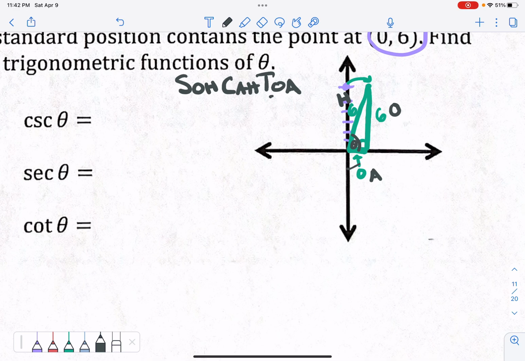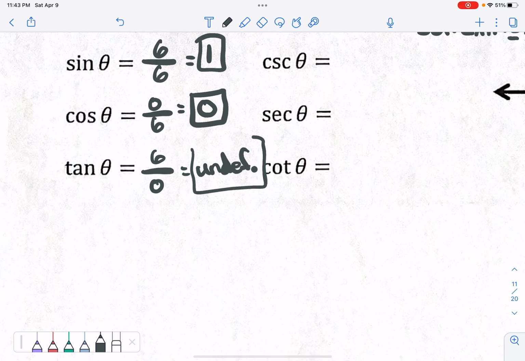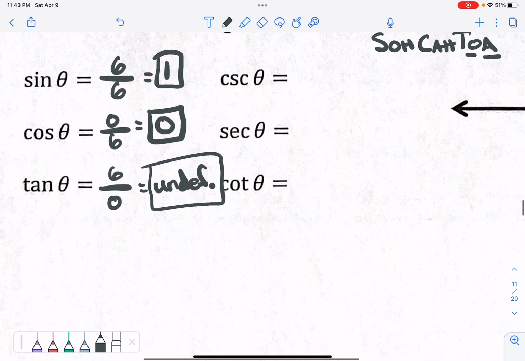Tangent is opposite over adjacent, OA. This one is 6 divided by 0. Okay, and there's a difference between 0 divided by 6 and 6 divided by 0. 6 divided by 0 is undefined, so I'm just going to put UNDEF, undefined.